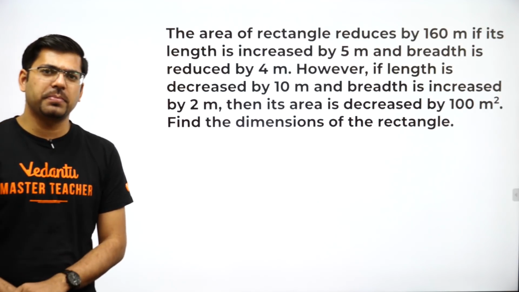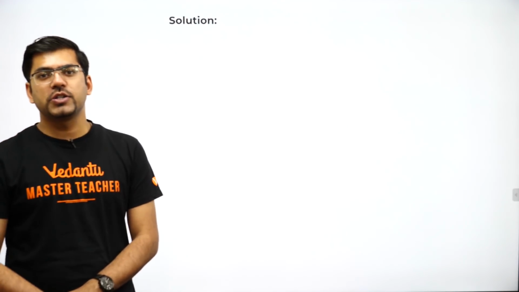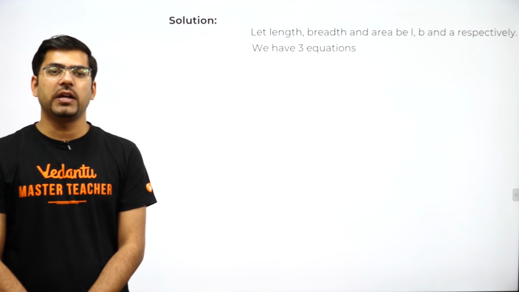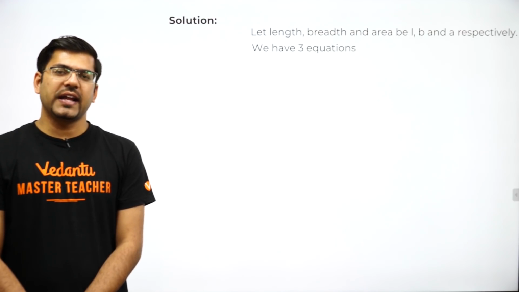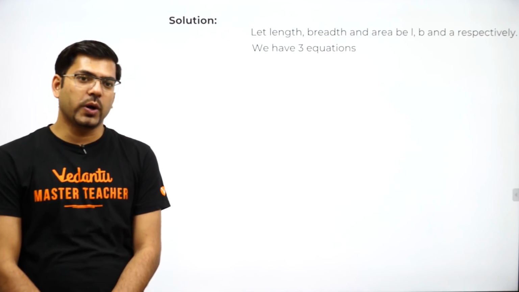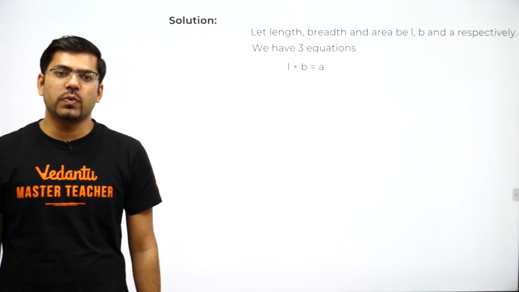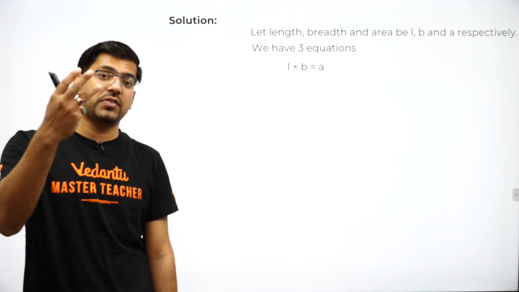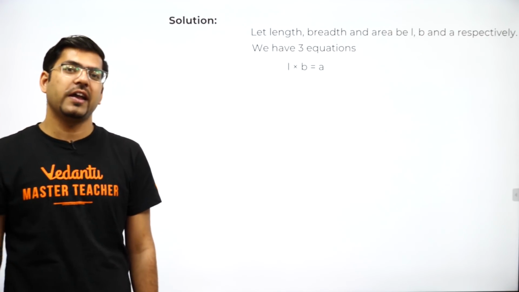So the very first step, I guess you all must be knowing, is assuming that the length of the rectangle will be L and the breadth of the rectangle would be B. And let's assume the area would be length into breadth, which we have assumed as A. Now we have three equations here. First, length into breadth is equal to area, because we have three unknowns: length, breadth and area A.